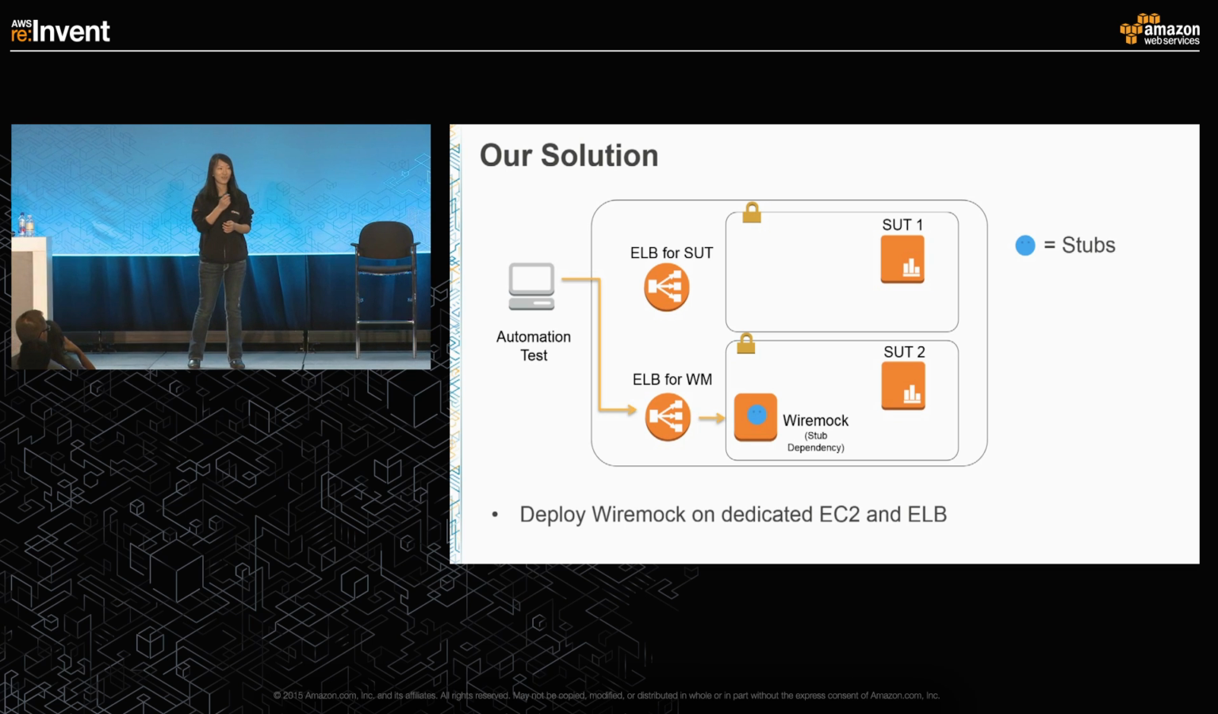And then the automation task is going to execute the actual task by calling the SUT load balancer. Now the SUT needs to talk to the Wiremock. So it talks to the Wiremock load balancer and forwards to the Wiremock EC2 instance. Because we have only one single dedicated Wiremock load balancer and one single dedicated Wiremock EC2 instance, we will always get the stub that we set up.